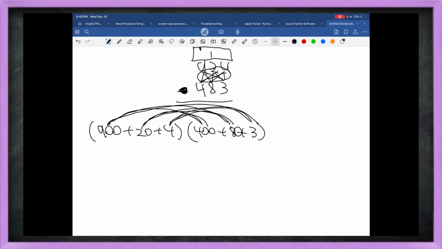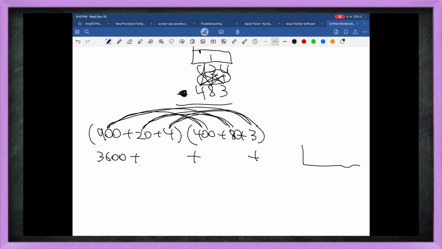We'd have 900 times 400. 9 times 4 is 36, so 36,000. We have the thousands. We'd have the hundreds, the tens, and we'd have the single digits. And we'd have to add the extra digits in reserve.